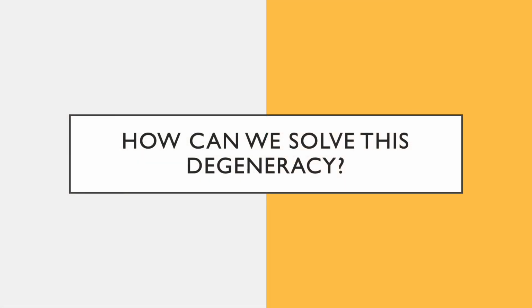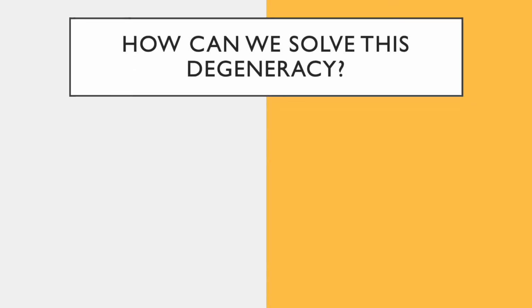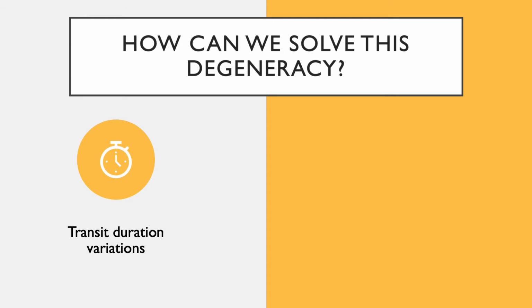Degeneracy can potentially prevent you from understanding the states of systems you're observing. The next goal is, of course, to try and solve it. So how do you solve this degeneracy? There's actually a few ways. So one way to help solve this degeneracy is to, instead of using only transit timing variations, to also look at the transit duration variations.